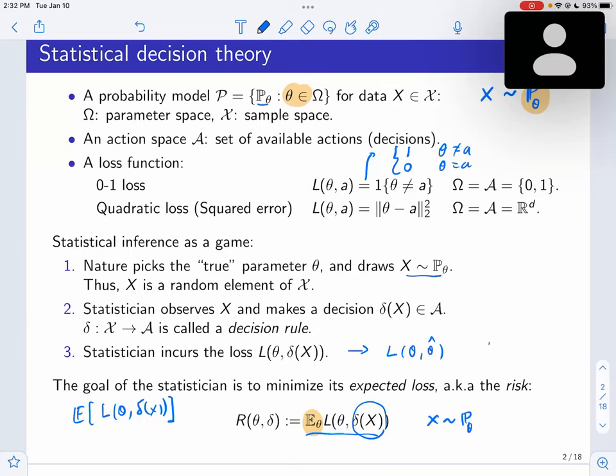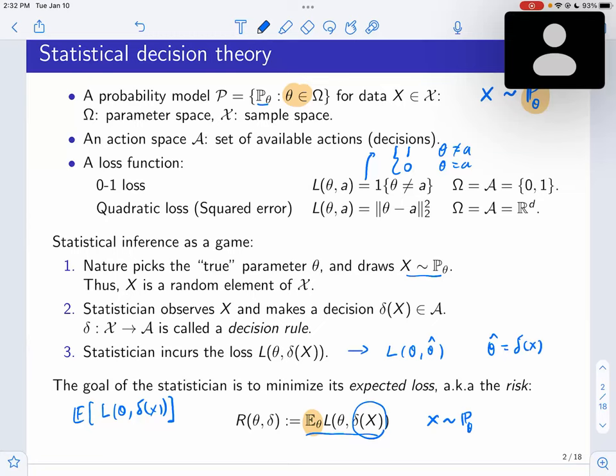Theta hat implicitly depends on X, and sometimes I might write it as delta X. If you want to be really pedantic, there is a rule. This is a sort of deterministic rule at this point, and then when I evaluate it at X, it would give me an estimate, which would be a random variable. So this rule could be deterministic. At some point in the course, this rule is also going to be randomized.